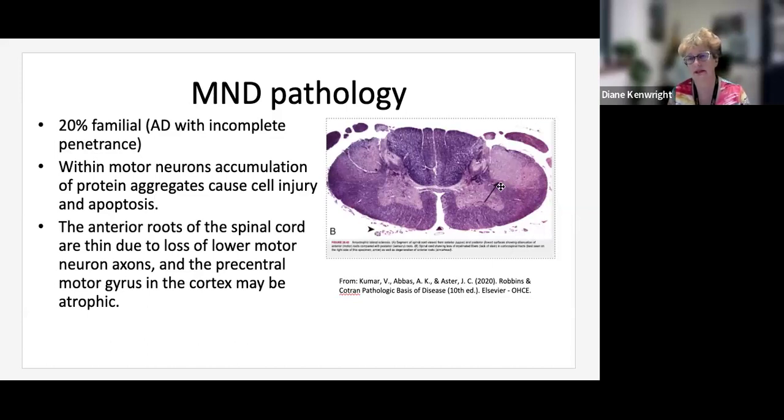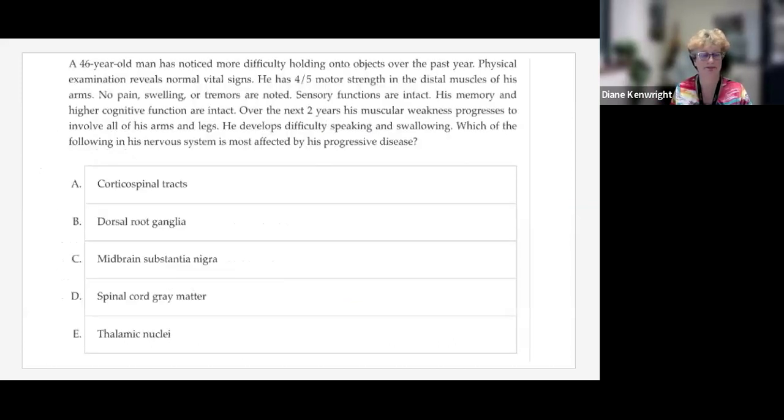So this side here has this very large pale bit. It's too pale here. There should be some more purple neurons up here. This side is less affected. And of course, the motor gyrus in the cortex can also be atrophic. So that's the last kind of degenerative disease that we're going to talk about.